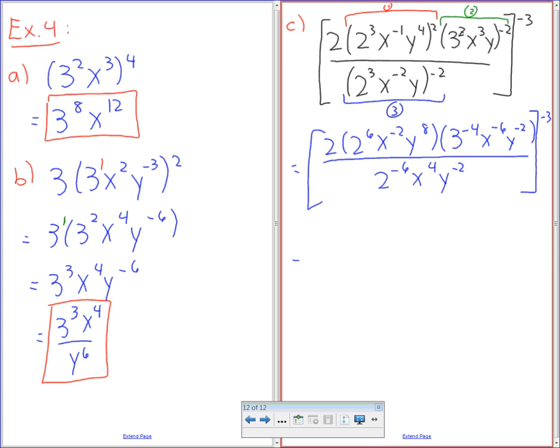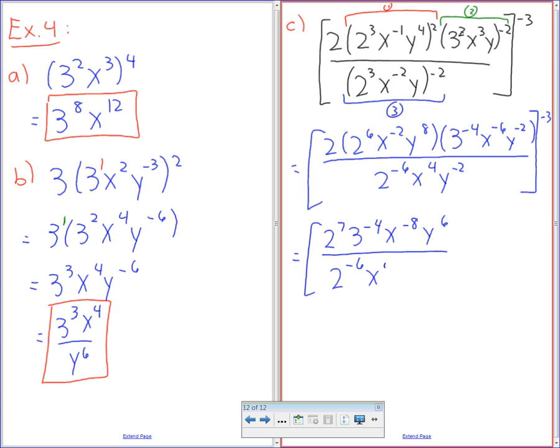2 to the 7, 3 to the -4, x to the -8, y to the 6. You can do it all together. The denominator stays the same.